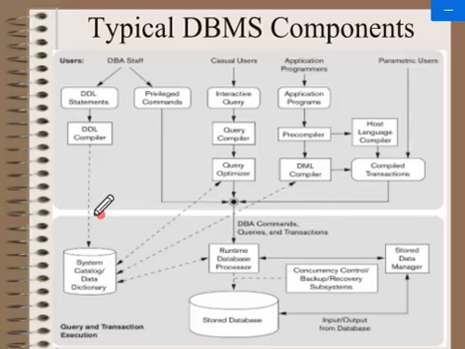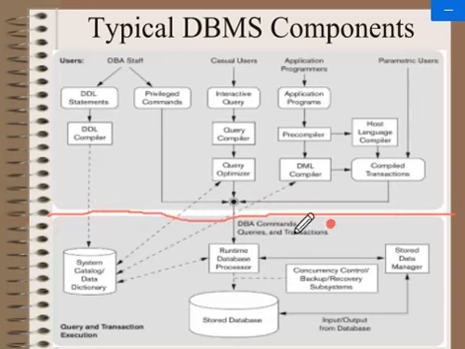If you see, the diagram is divided into two parts. This is the top part and this is the lower part. The top part of the figure refers to the various users of the database environment and their interfaces. The lower part shows the internal modules of the DBMS responsible for storage of data and processing of transactions. Let us see this in detail.